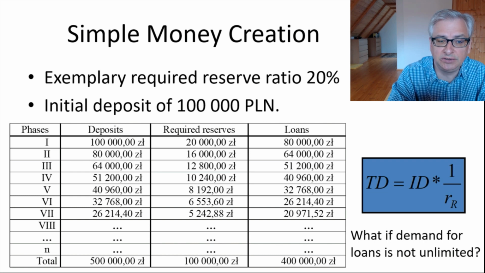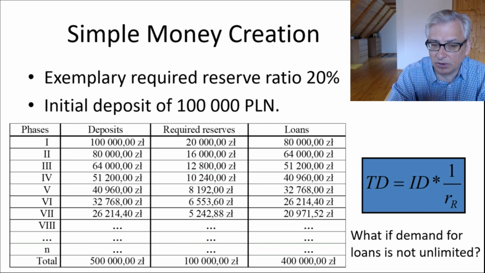We started phase 2. There is a deposit of 80,000 on, let's say, the car dealer's bank account, and since there is such a deposit, we need as a bank to make a required reserve of 20%. 20% of 80,000 is 16,000. So we had a deposit of 80,000, we made a reserve of 16,000, and that allows us to make a loan of 64,000.